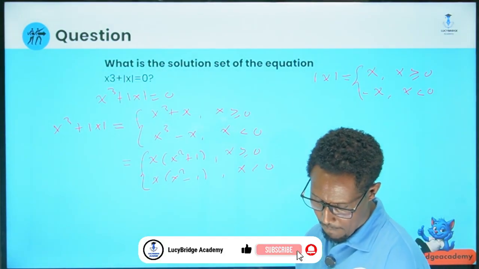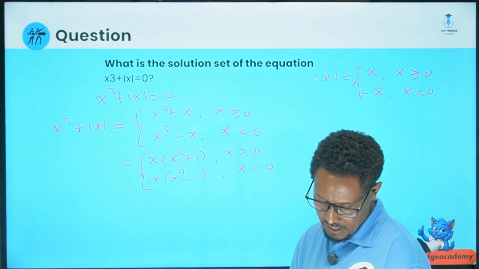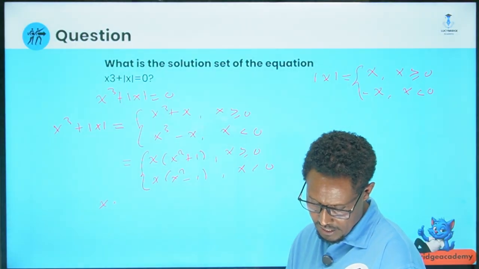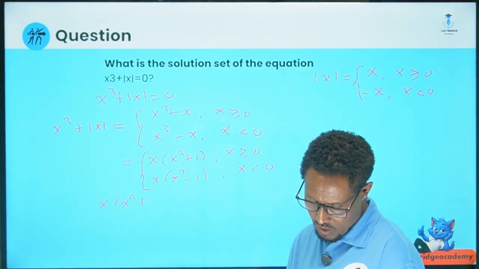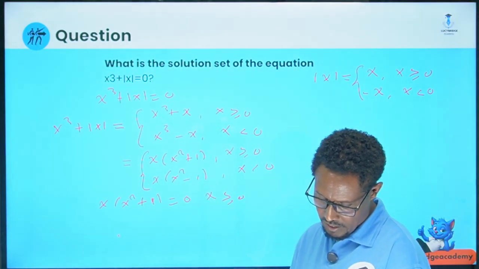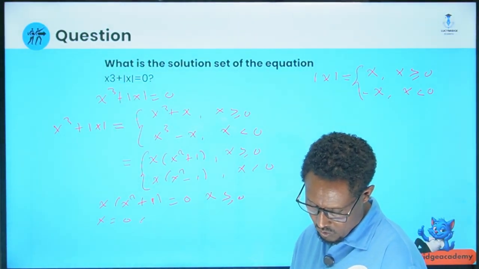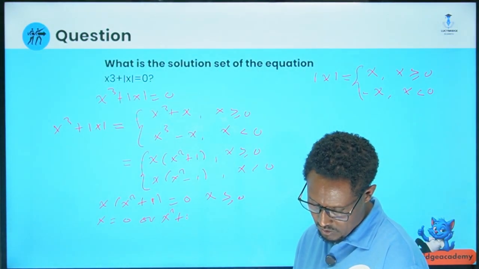Okay, now our equation x cubed plus absolute value of x is equal to 0 means x times x squared plus 1 is equal to 0 for x greater than or equal to 0. This means x is equal to 0 or x squared plus 1 is equal to 0.